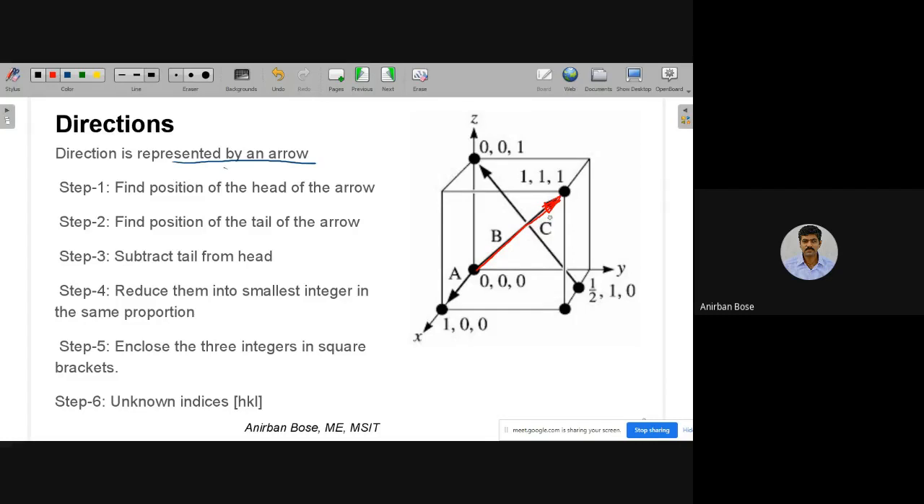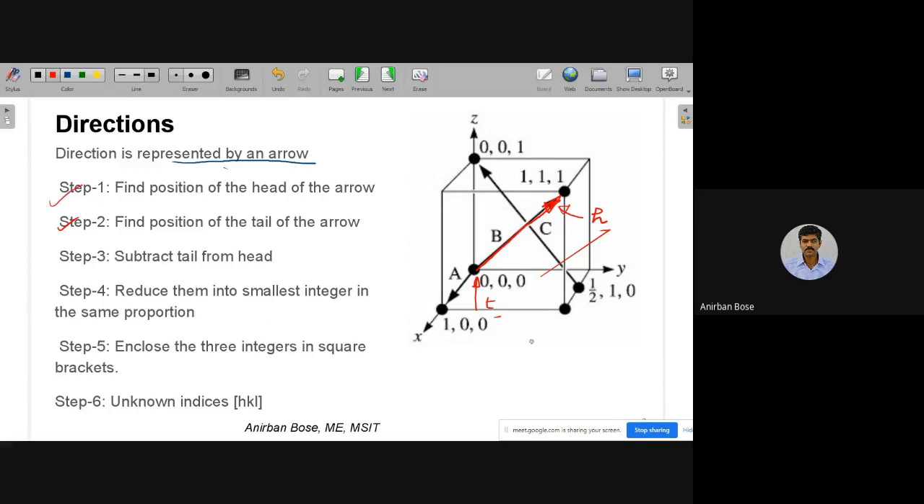For that, what you have to do: since the direction is like an arrow, it has a head and a tail. Which one is the head? Definitely this is the arrowhead, and this end is nothing but the tail. So of that direction, there is a head and a tail. What you have to do is find out the position coordinate of the head and tail. This is the first step: find out the position coordinate of the head and tail.